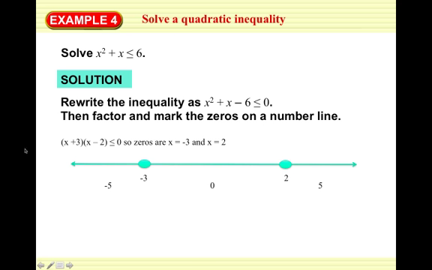Okay, so I'm going to pick negative 5 because that's less than negative 3. I'm going to pick 0 because it's an easy number to work with between negative 3 and 2, and I'm going to pick 5 because it's bigger than 2. So for negative 5, let's put it in the factored form.